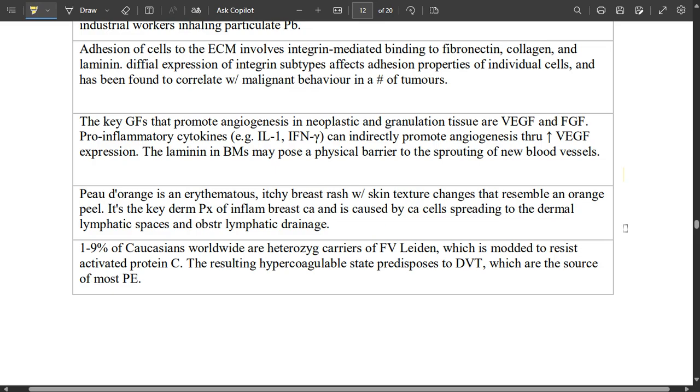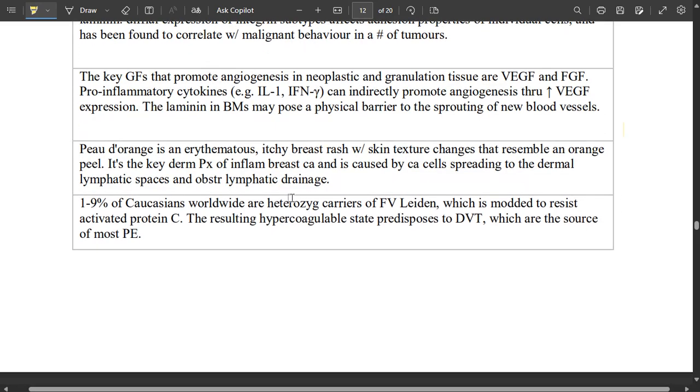So the laminin in the basement membrane may pose a physical barrier to the sprouting of new blood vessels. One of the toughest structures for a blood vessel to pierce is the laminin present in the basement membrane. This laminin poses a physical barrier to the sprouting of new blood vessels. Okay, now the next point is about Psammoma bodies' appearance.